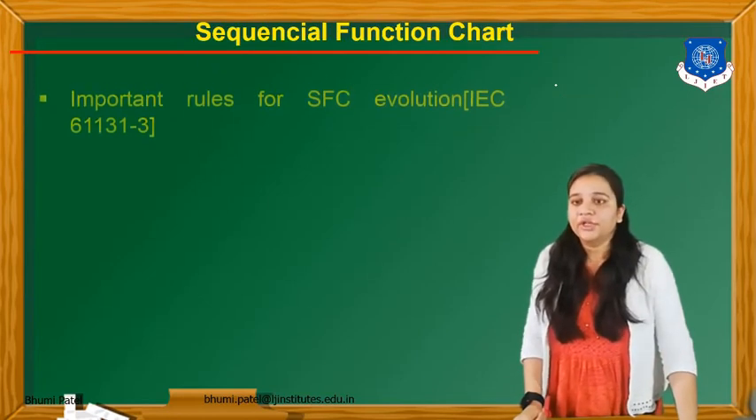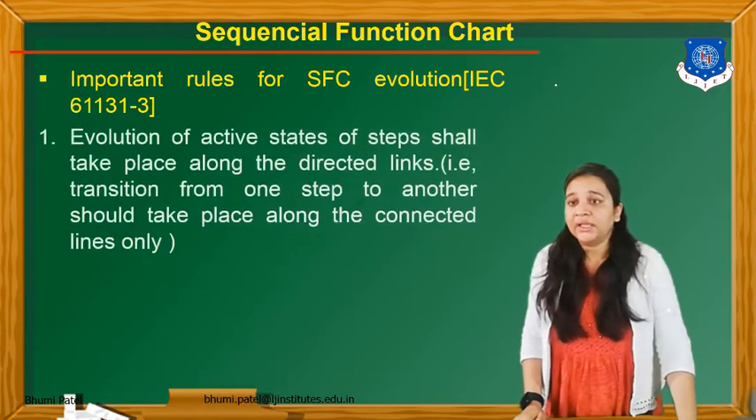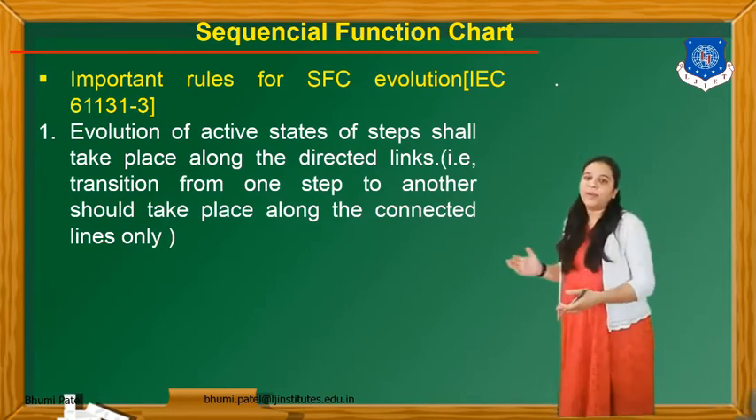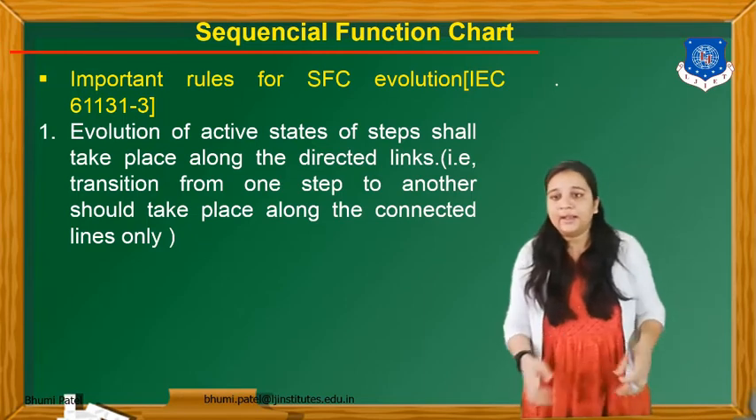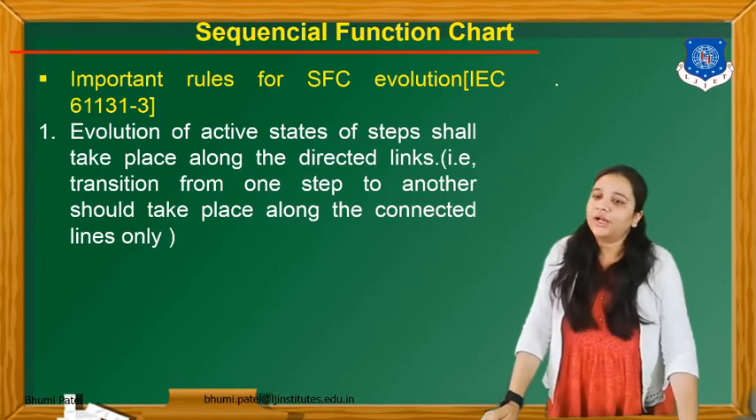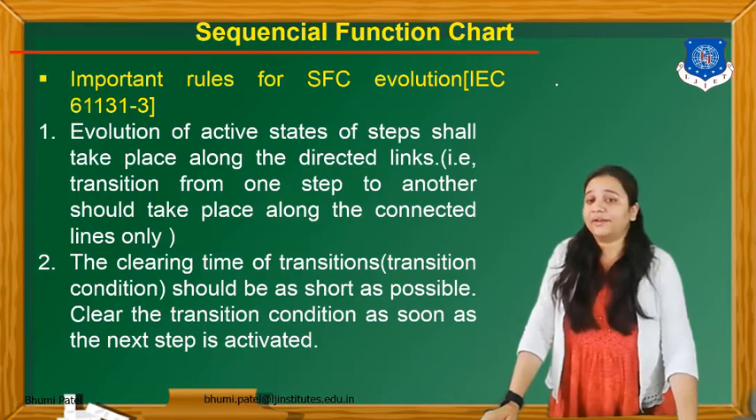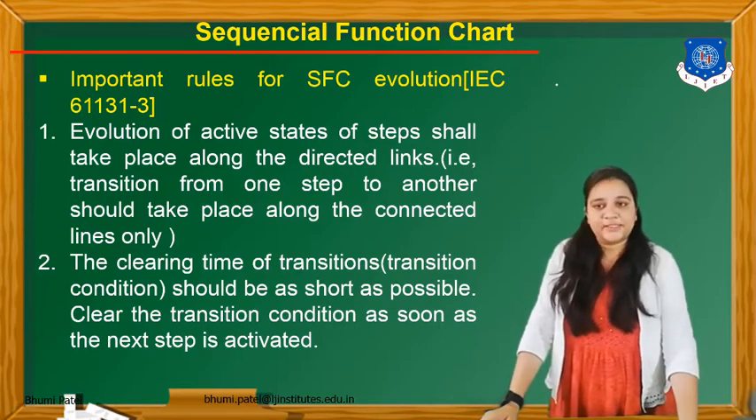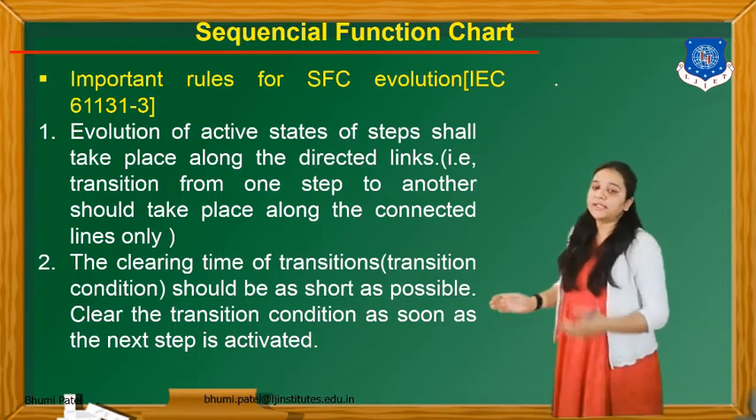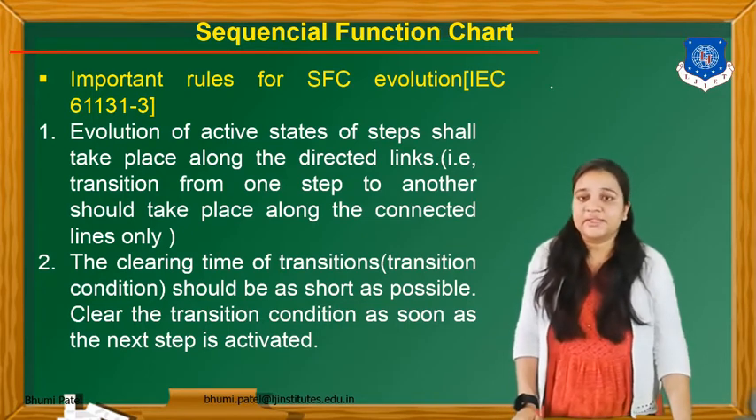Sequential function chart. Important rules for the SFC: evolution of the active state of a step shall take place along the directed link. That means the transition from one step to another should take place along the connected line only, and the clearing time for the transition should be as short as possible. Clear the transition condition as soon as the next step is activated. So we have to take care of the transition during sequential function chart programming.